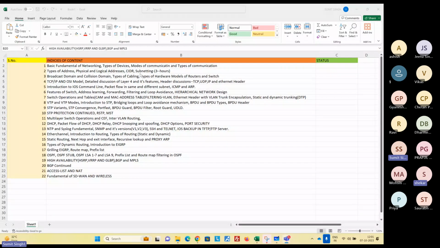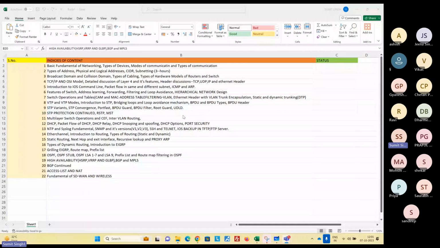So guys, this is what I have designed for you that I'm going to cover in the next 3 months or so. We'll start right from scratch and go to SD-WAN and wireless. We'll cover the fundamentals of SD-WAN and wireless. Apart from that, fundamentals of networking, entire switching, entire routing, including BGP, RSTP, MST, everything I have included. Port security we'll also study.